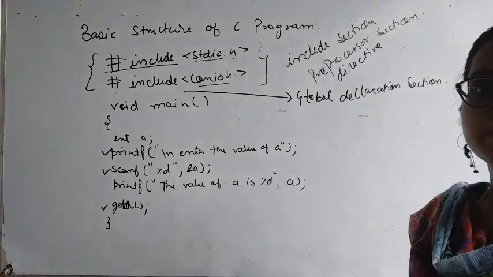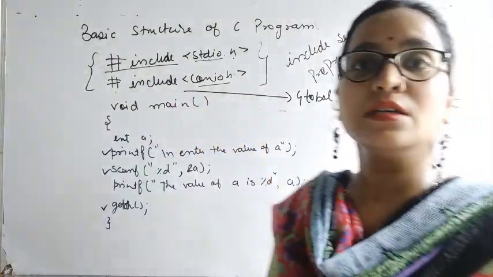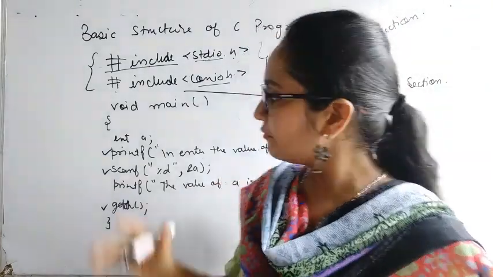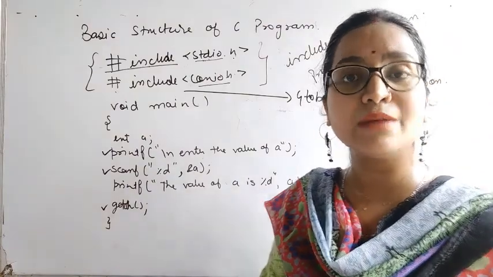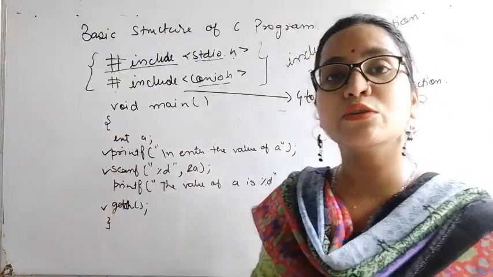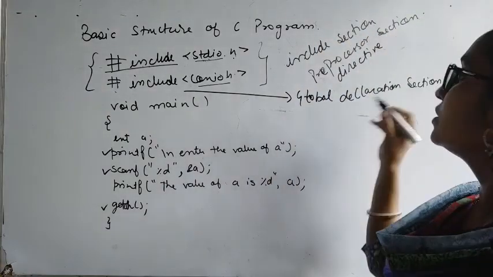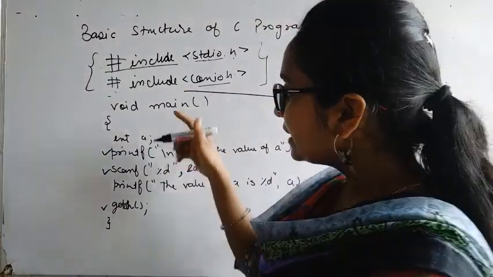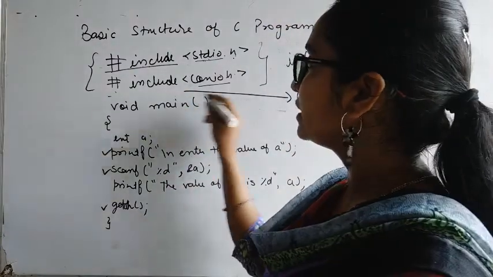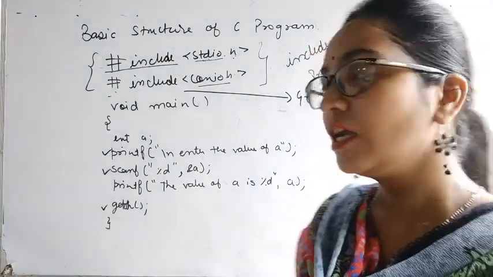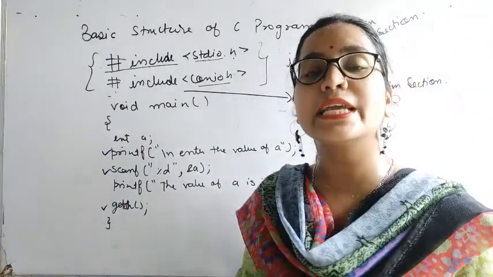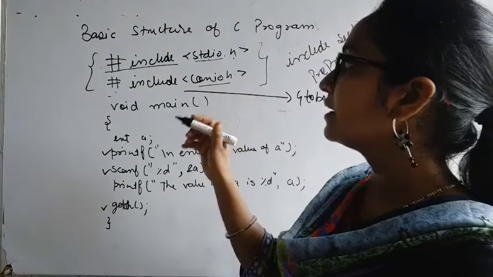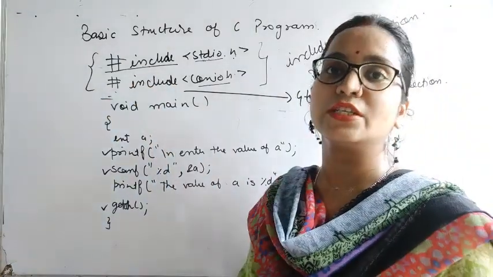This section says that if we want a variable to be used throughout my program, there can be different functions in your C program. If you want to use those variables throughout your program, you have to declare them here. But in this program I have not used any, so there is no statement in the global declaration section. Variables or functions that we use throughout my program will be declared after the include section.